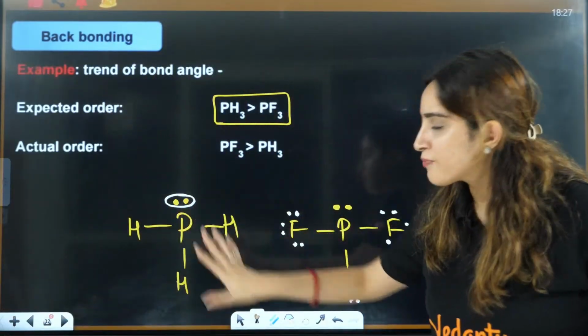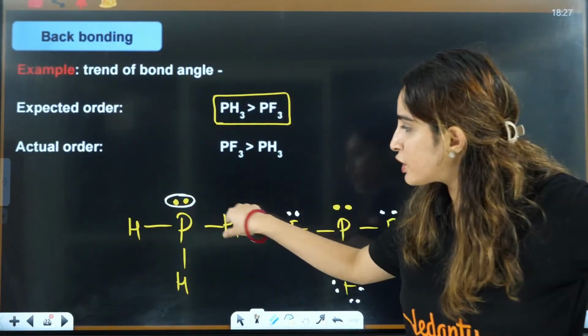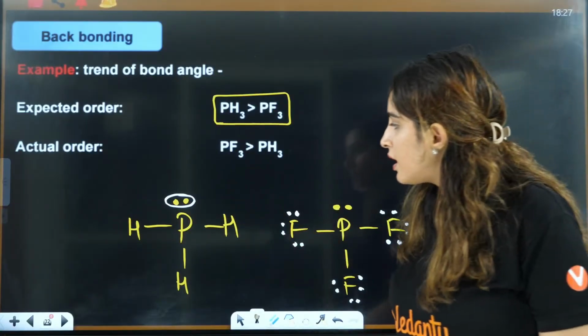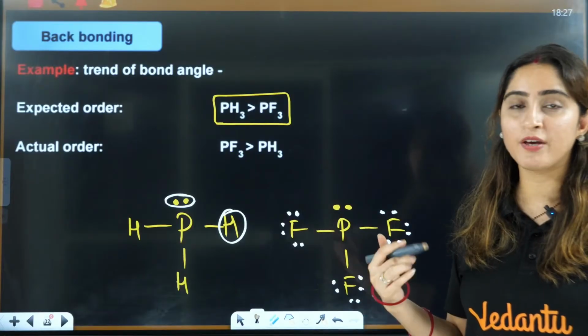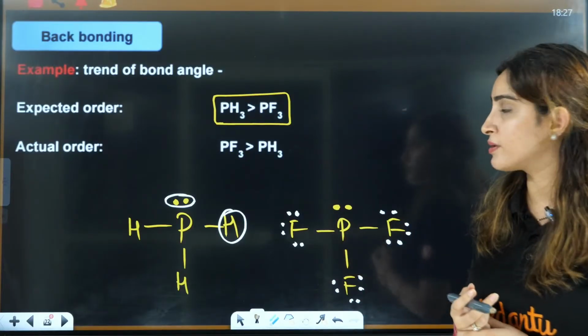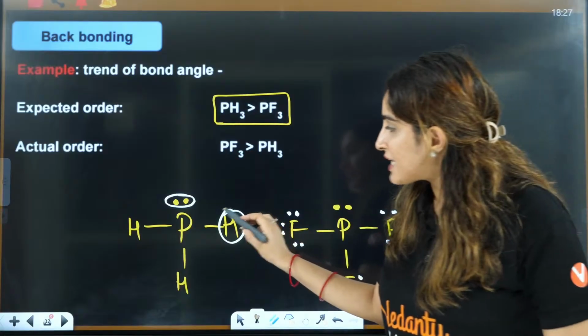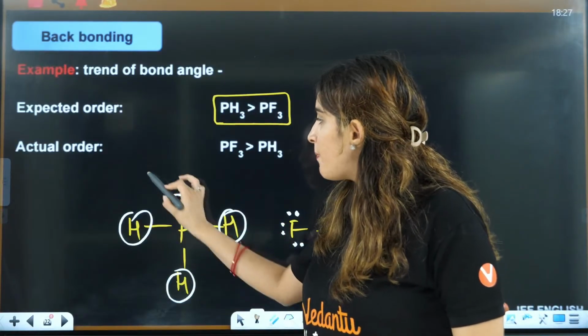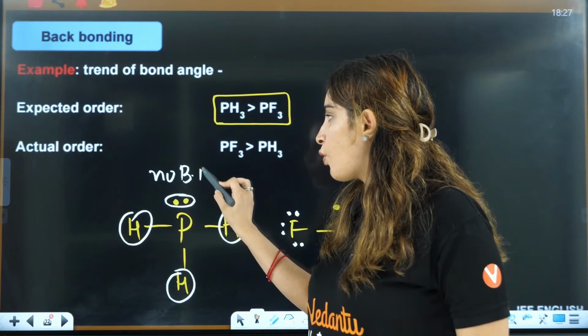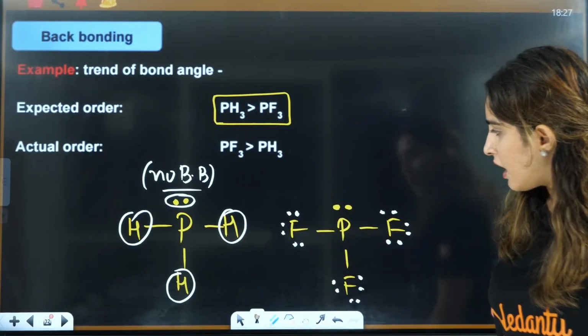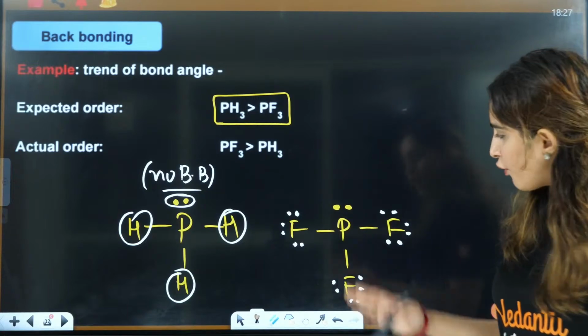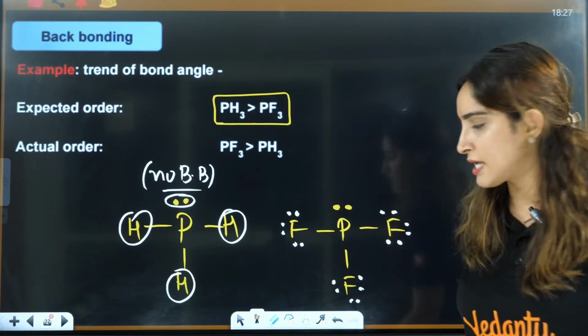Ma'am, can back bonding happen here from the central to the side atom? No. Because hydrogen does not have any vacant orbitals where it can accept the electrons, right? So that's why here you will see no back bonding, no BB. But ma'am, here who is vacant? Phosphorus already has lone pairs.